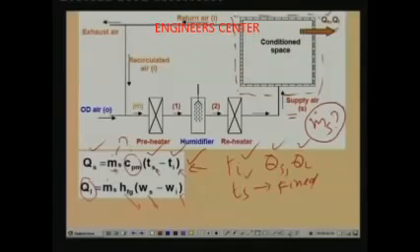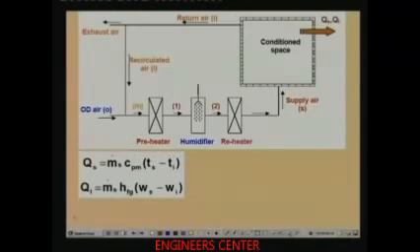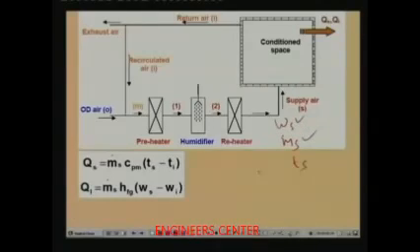Then I substitute this in the other equation, and again in this equation I know the latent heat transfer rate. I also know the conditioned space humidity Wi. So I can find out the required humidity ratio at the inlet to the conditioned space. And once you know the required humidity ratio at this point, then you can easily find out the rate at which heat is to be added in the reheater.